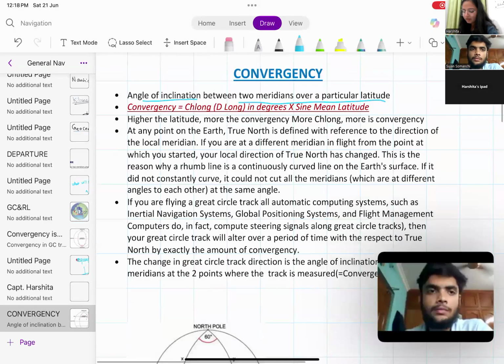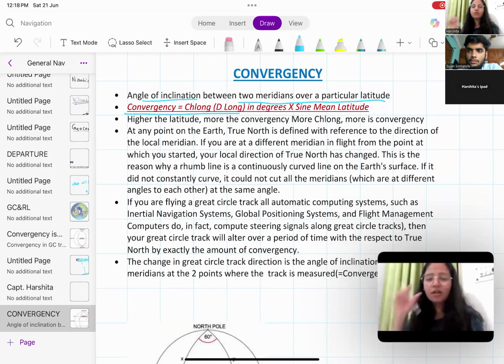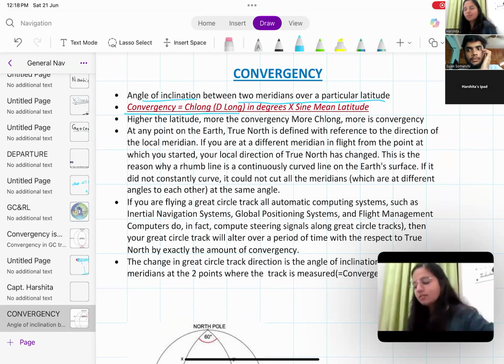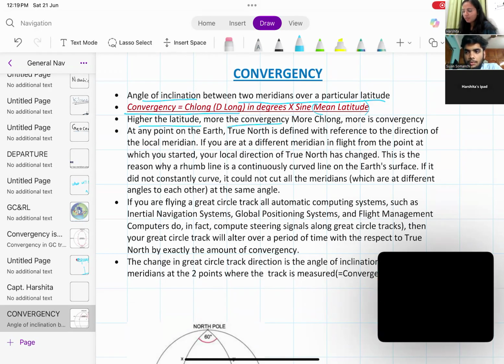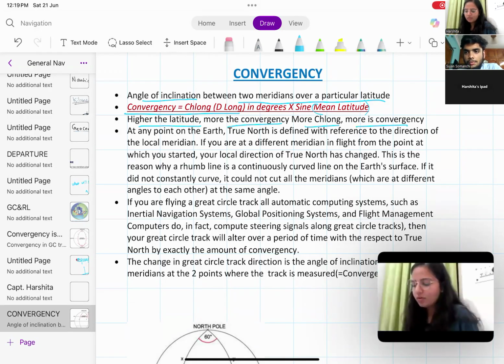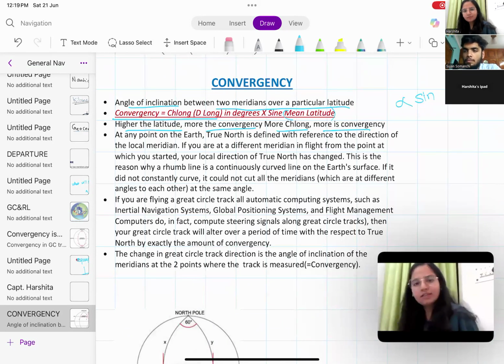All right. Then we followed by the formula we saw: convergency is equal to change in longitude, in degrees and not in minutes. We are not changing it to minutes by multiplying by 60, and then multiplying it by sine of mean latitude. Then higher the latitude, more the convergency. More change in longitude, more is the convergency. Means as high as you go, since the formula suggests that it is directly proportional to sine.